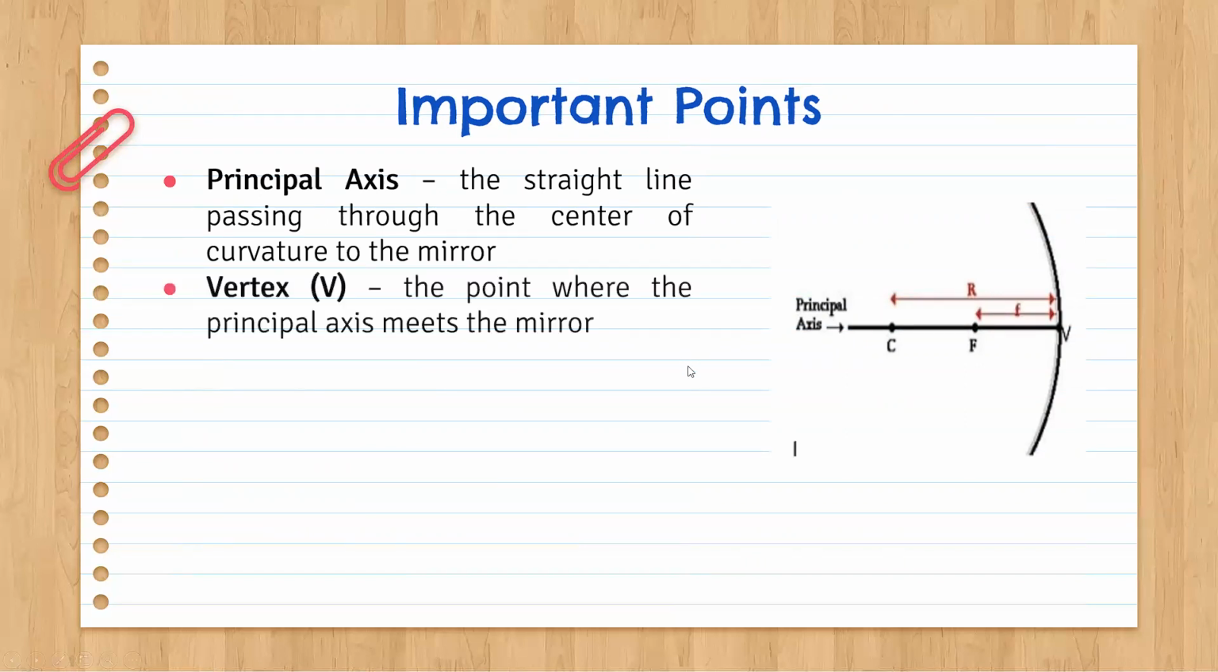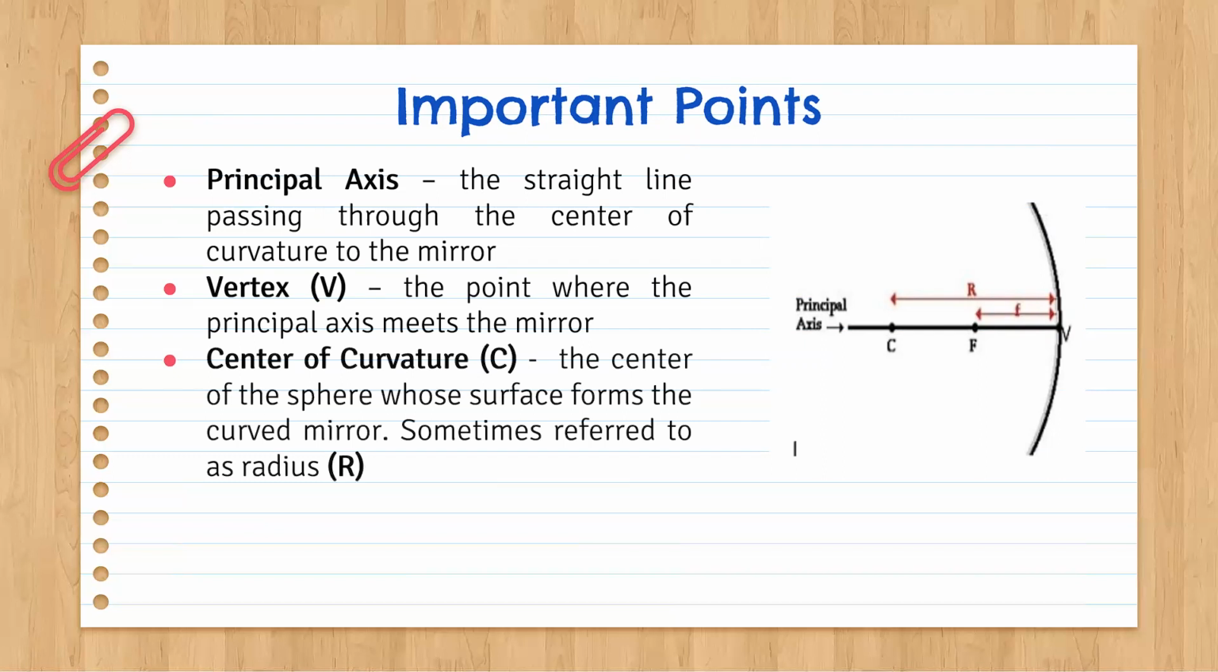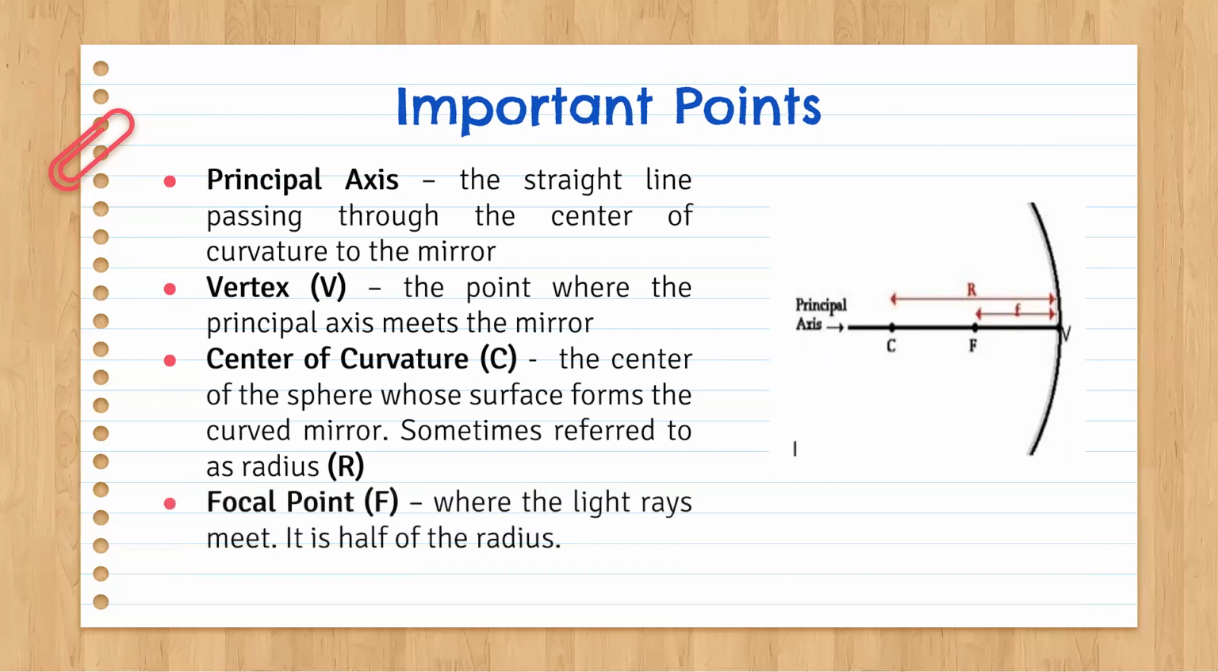Next is the vertex, which is the point where the principal axis meets the mirror, and the center of curvature, the center of the sphere whose surface forms the curved mirror. It is sometimes referred to as C, or the radius itself. And last is the focal point. It is where the light rays meet. It is usually between C and V, or it is half of the radius.